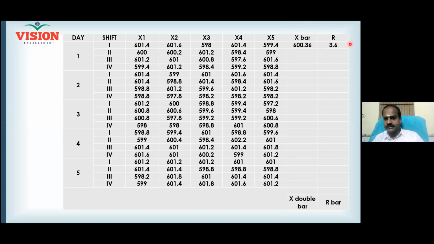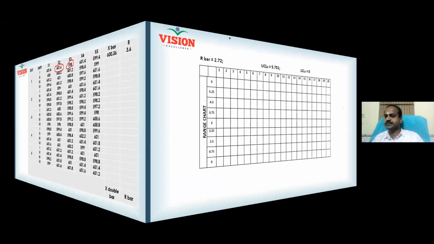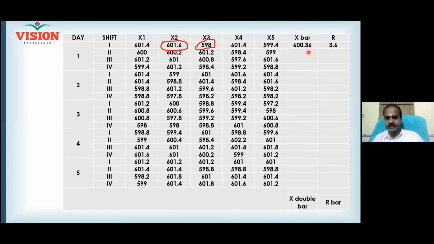Then calculate the range. What is range? Within the 5, yes, maximum minus minimum. What is the maximum? 601.16. What is the minimum? 590. So the difference is 3.6. I want you to calculate like this for all the 20 subgroups. How many subgroups are here? 20 subgroups. For all the 20, there will be 20 X bar, there will be 20 R. The X bar will be plotted in the X bar chart, R will be plotted in the R chart.